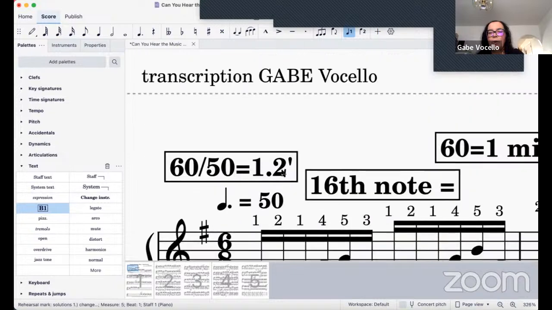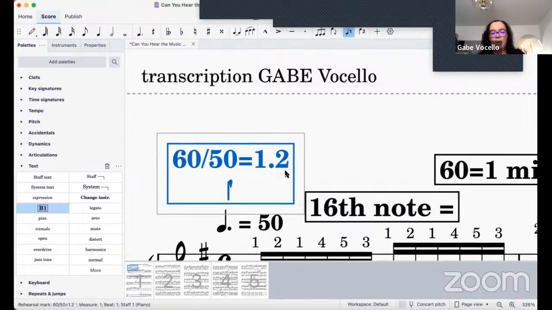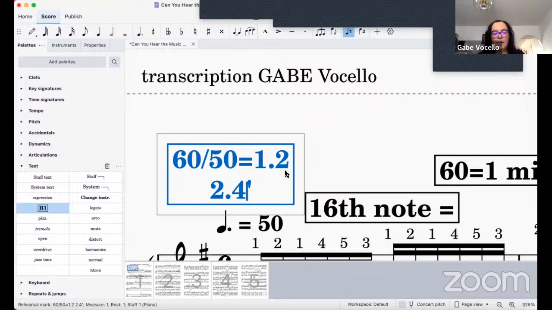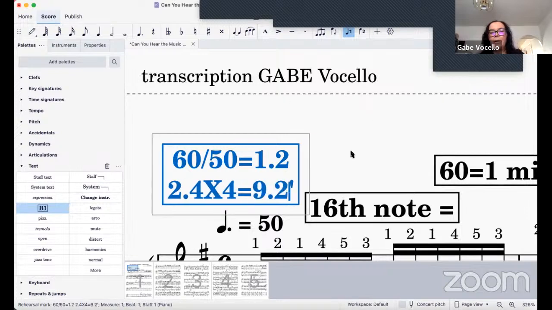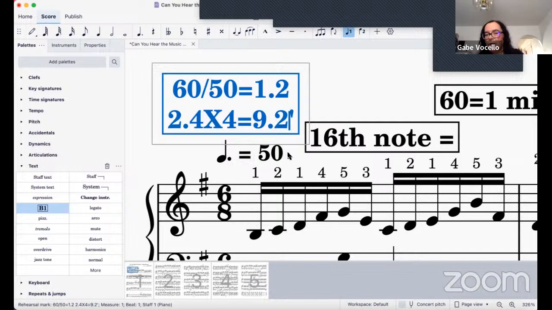So per beat is 1.2. So per measure is 2.4. Multiply by 4 because measures 1, 2, 3, 4, 4 measures. So 4 is equal to what? 9.6 seconds. The duration of these 4 measures when the BPM is equal to 50.